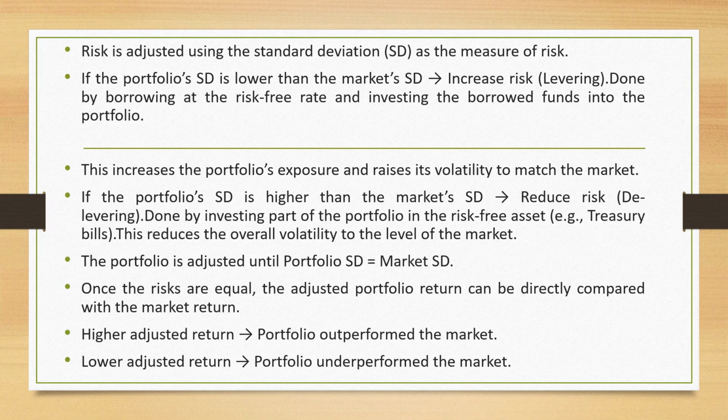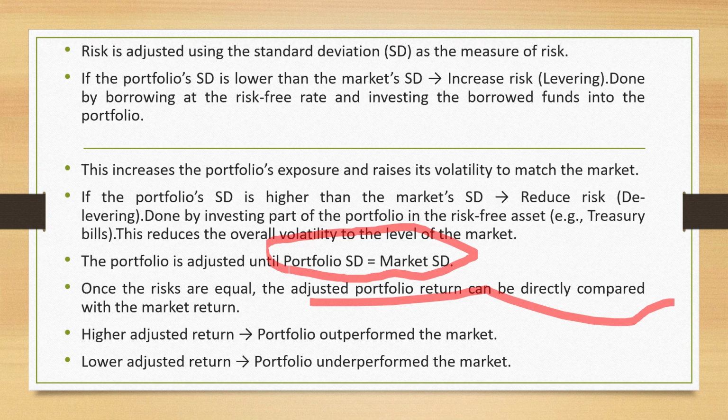Now, this is why this is important. This is important because unless you compare two risks, okay, it will not be possible to say which is doing better. Because if I am taking X percentage of risk and you are taking the same percentage of risk, then we can use the return of both of us to compare who is doing better. So that's what is being done here, right? Once the risks are equal, the adjusted portfolio return can be directly compared with the market return. Now, this is a very, very important statement, because once you make portfolio risk equal, then you can compare the returns also. Higher the adjusted return, the portfolio is outperforming the market and doing better.